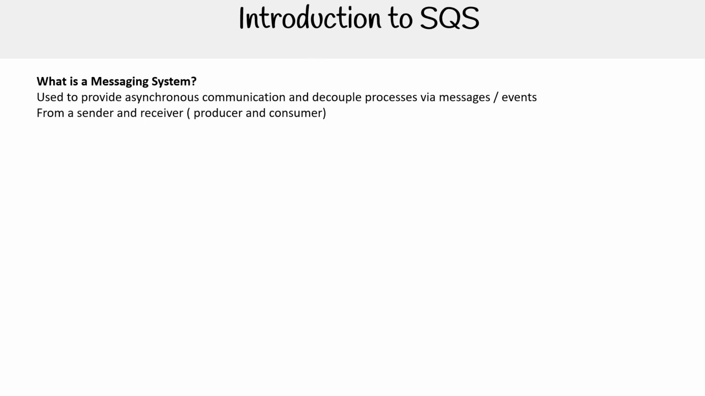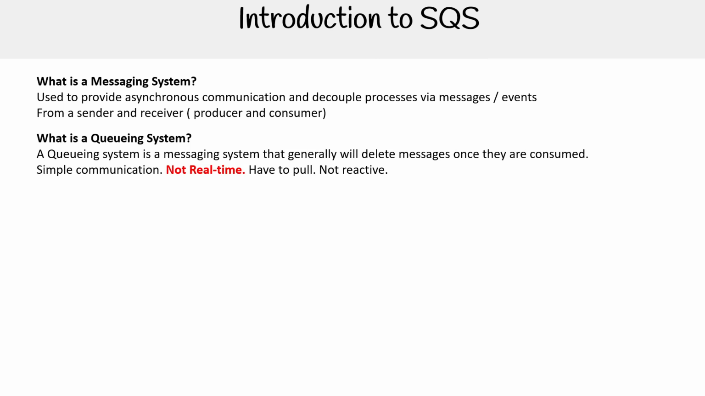So, what is a messaging system? This is used to provide asynchronous communication and decouples processes via messages and events from a sender and receiver, or you could say a producer and a consumer. What is a queuing system? A queuing system is a messaging system that generally will delete messages once they're consumed, has simple communication, it's not real time, you have to pull, it's not reactive.